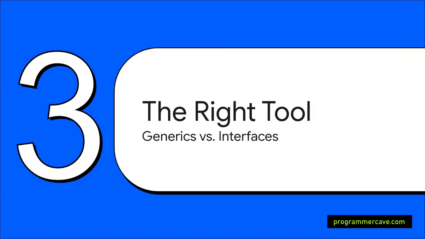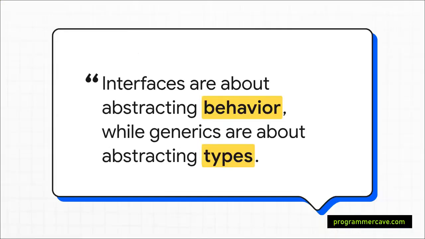Okay, so let's level up the conversation a bit, because this is where we start thinking like a senior engineer. Generics are incredibly powerful, but they aren't a silver bullet. They don't replace interfaces. Knowing when to reach for generics and when a good old-fashioned interface is still the right tool for the job, that's the key. I really want you to let this quote sink in, because it is the absolute heart of the matter. Interfaces are about abstracting behavior, what a thing can do. Generics, on the other hand, are about abstracting types, what a thing is. It's a subtle difference, but it's absolutely fundamental.